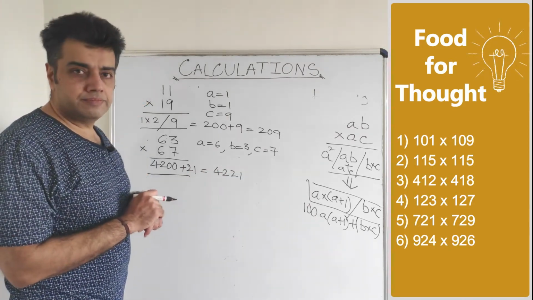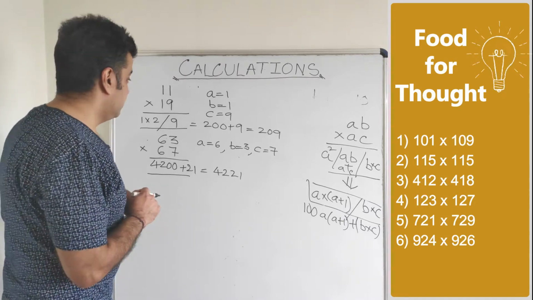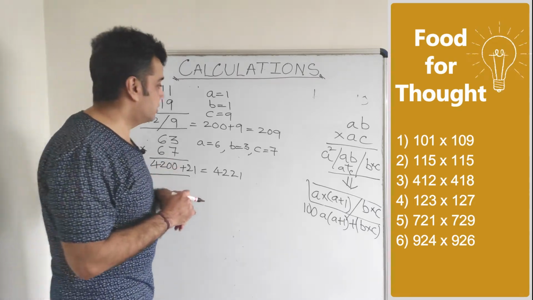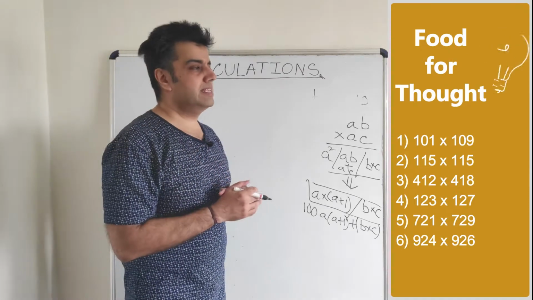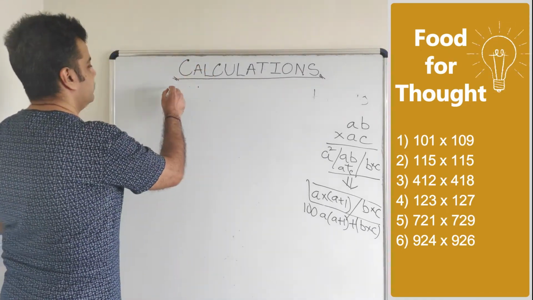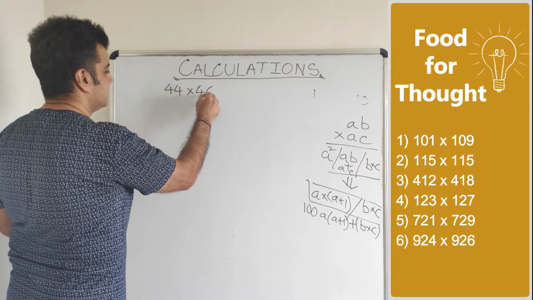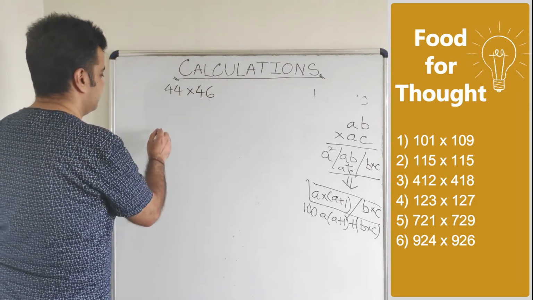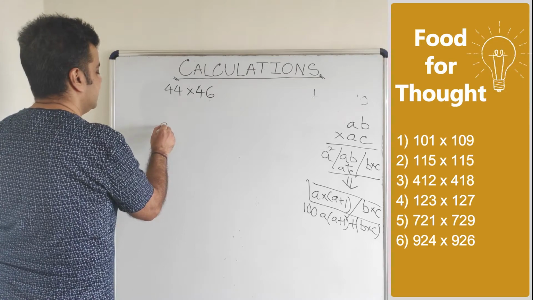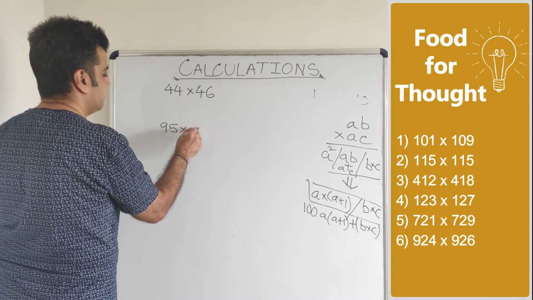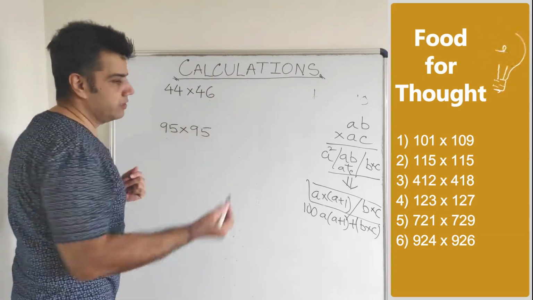Absolutely. Should I take one more example? Taking one more example here, let us say I had to multiply 44 into 46. And finally one more example, wherein I had to multiply, let's say, 95 with 95, which is just like trying to calculate the square of 95.